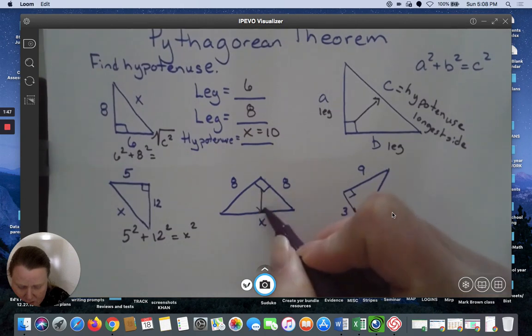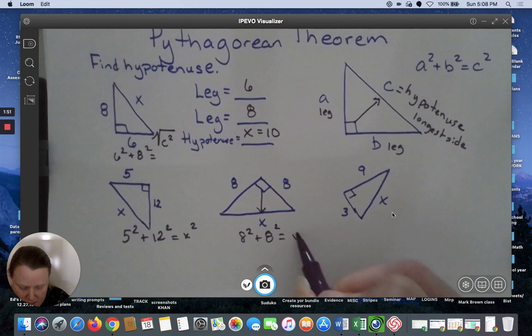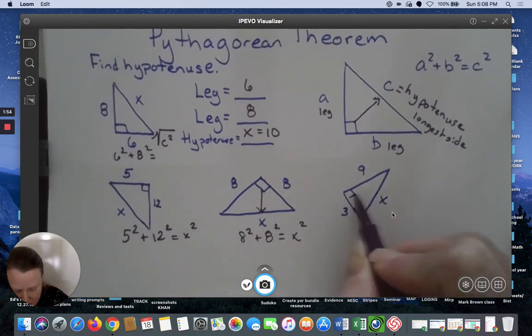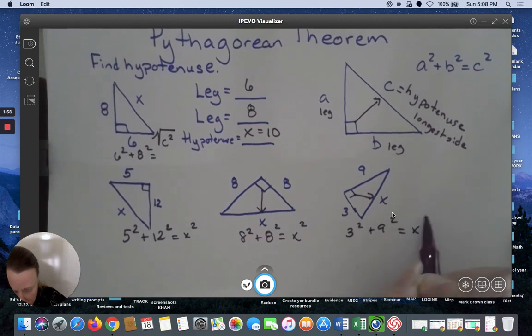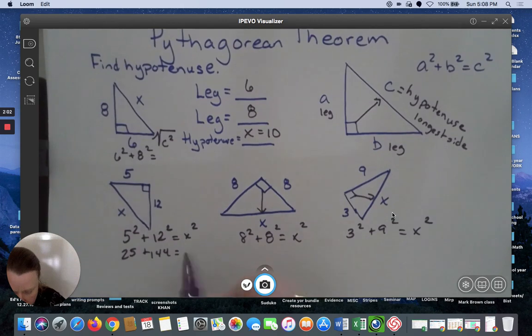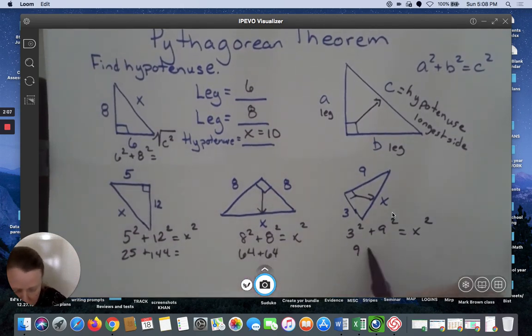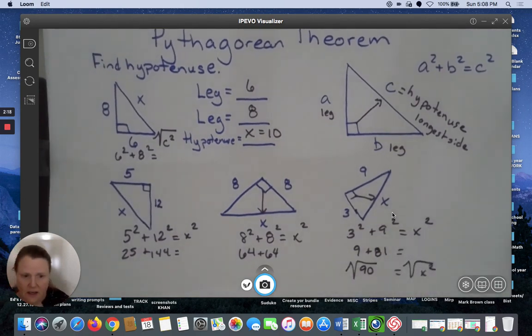And again, this is the longest side, so it's 8 squared plus 8 squared equals x squared. And again, this is the longest side, so it's 3 squared plus 9 squared equals x squared. And so you're going to work each of the parts. And then you are going to work on adding those together. So that's 81. We get an answer of 90 equals, we're going to take the square root of both sides so that we can end up with an answer.